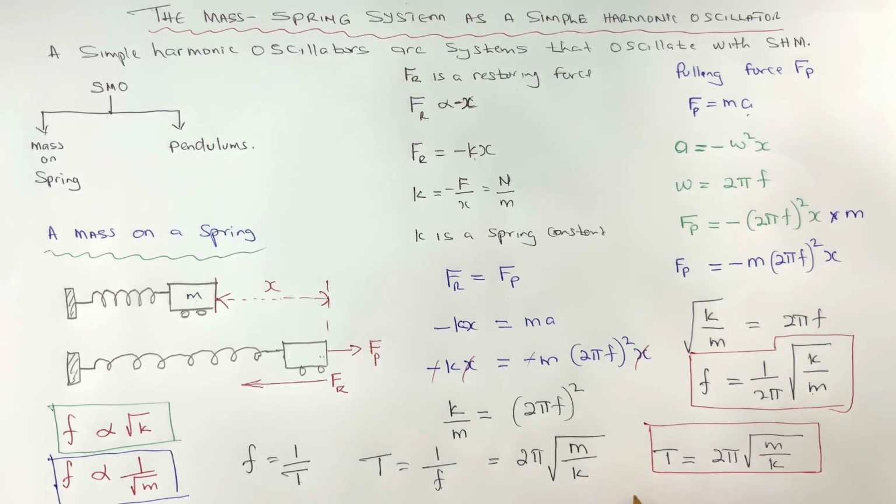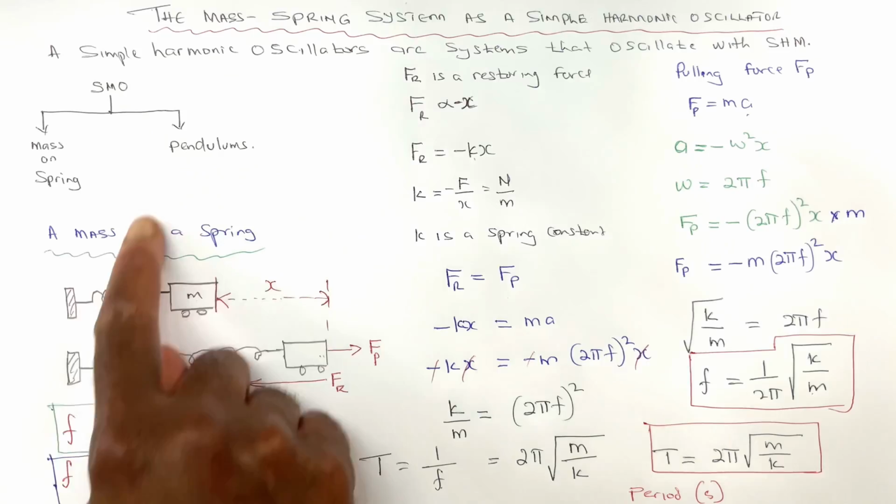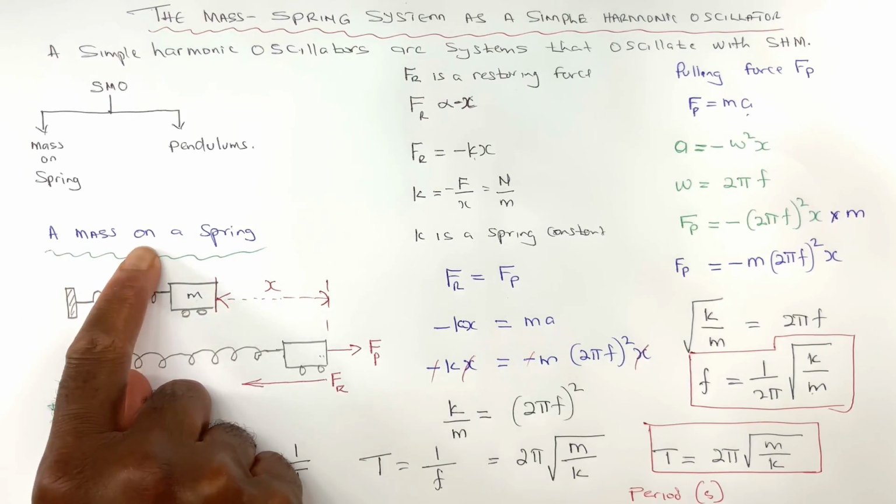So that's the period of oscillation in seconds. So that's the frequency derivation, and that's the period of oscillation in seconds for a mass on a spring.